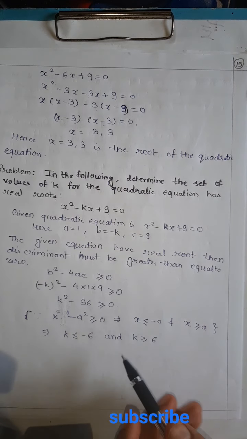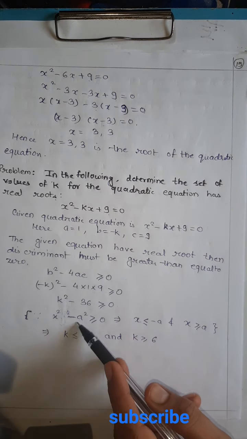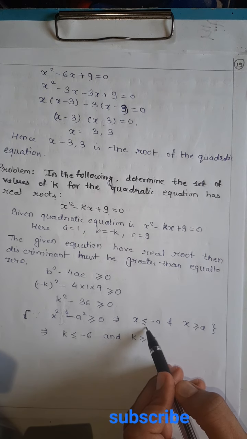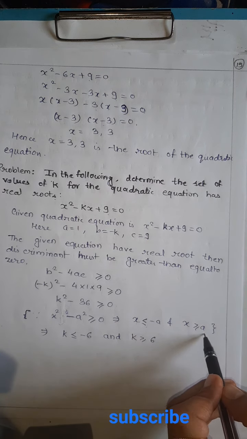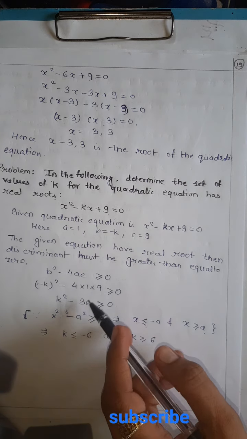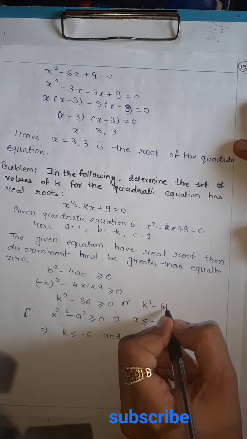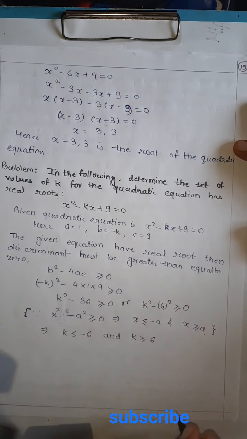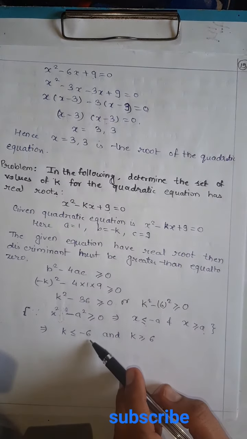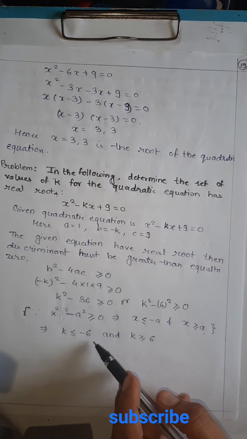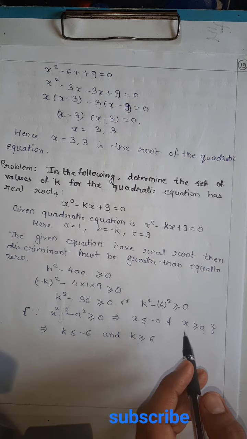As we know that x square minus a square is greater than or equal to 0, that means x must be less than or equal to minus a or greater than or equal to a. So according to this, it can be written as k square minus 6 square is greater than or equal to 0. So k must be less than or equal to minus 6 or k is greater than or equal to 6. Okay.